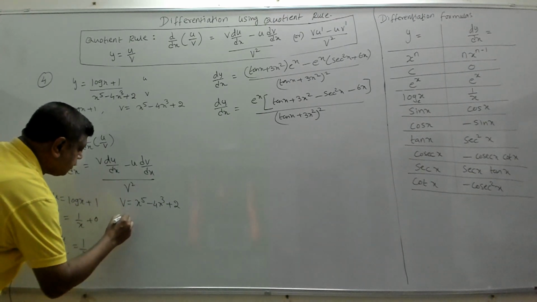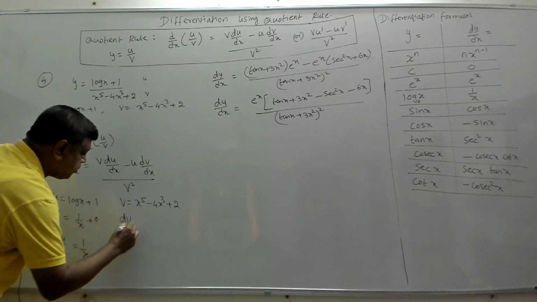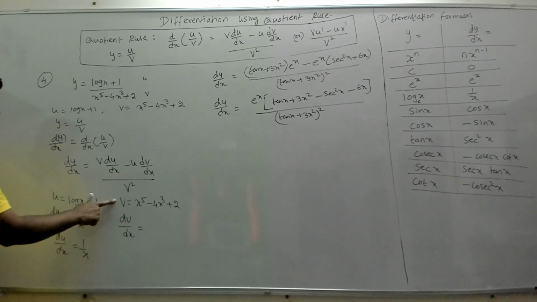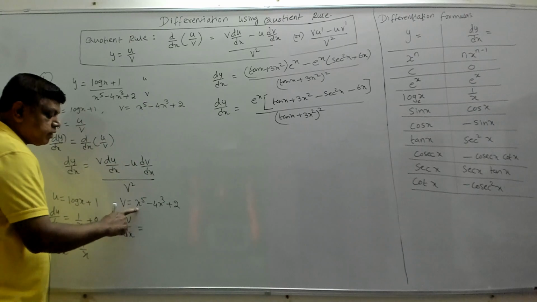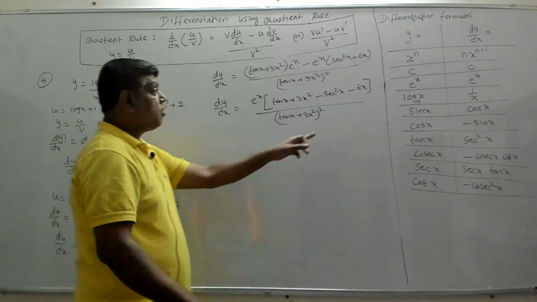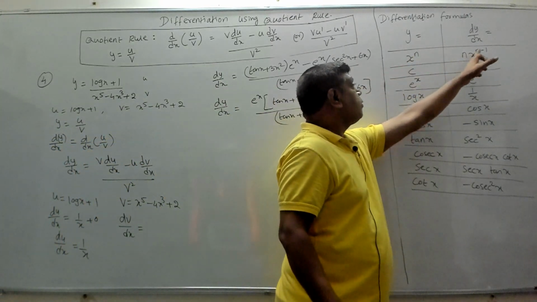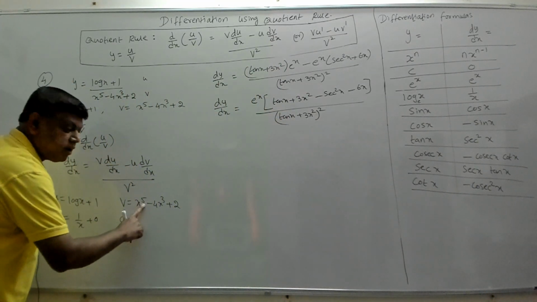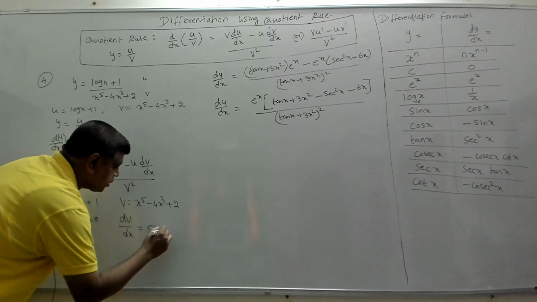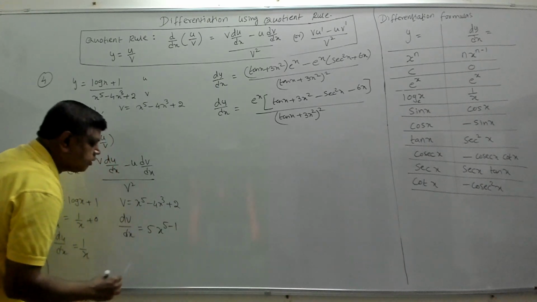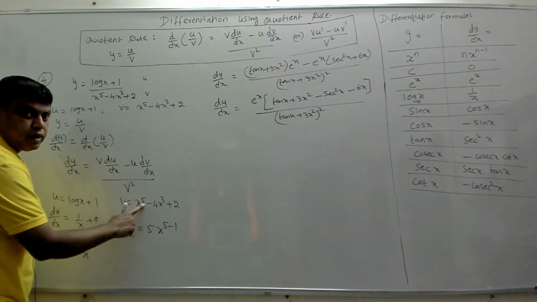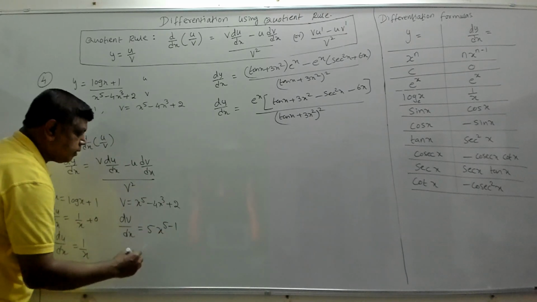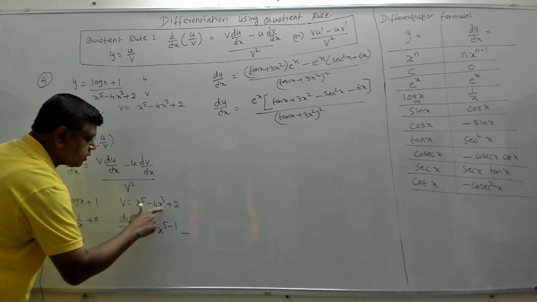Now dv by dx. We are going to differentiate v now. Differentiation of x power 5: x power 5 is in the form of x power n, so the derivative is n x power n minus 1. Our n is 5 here, so it is 5 x power 5 minus 1, minus now 4x cube.